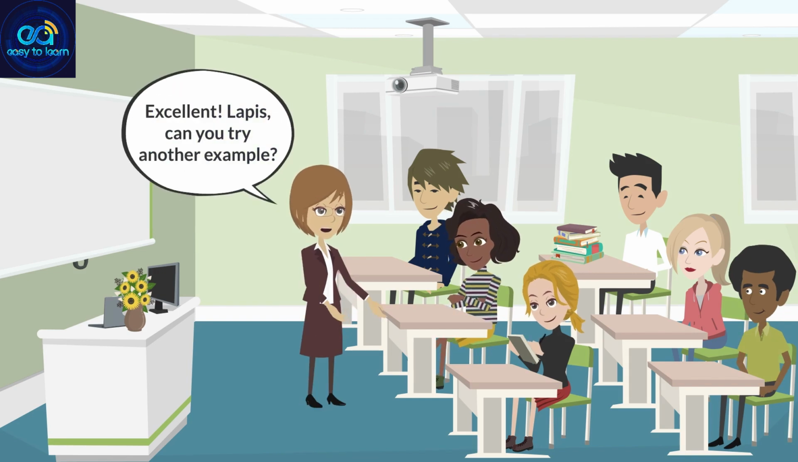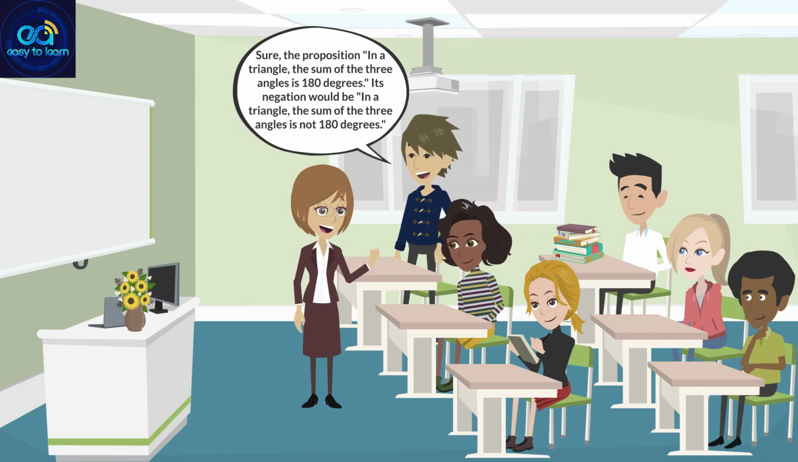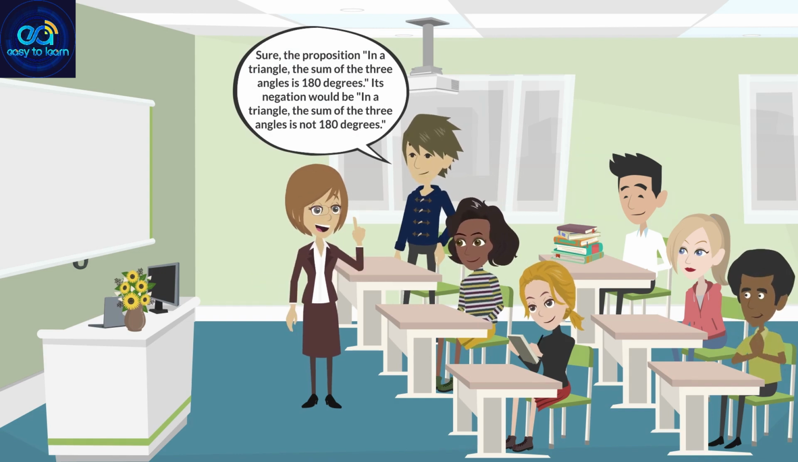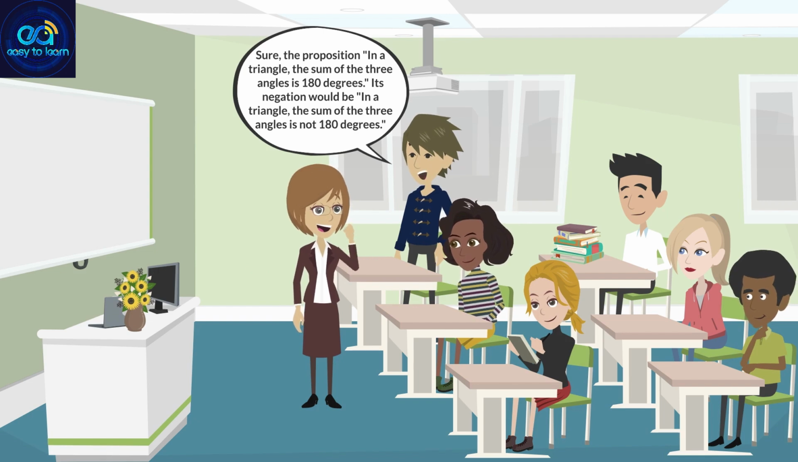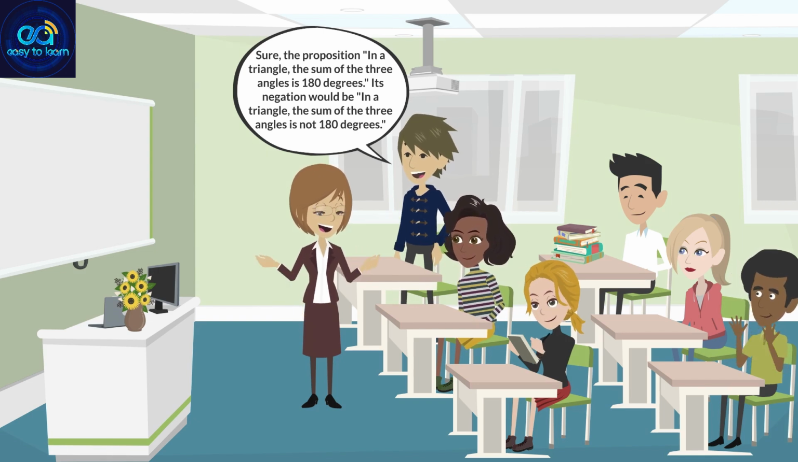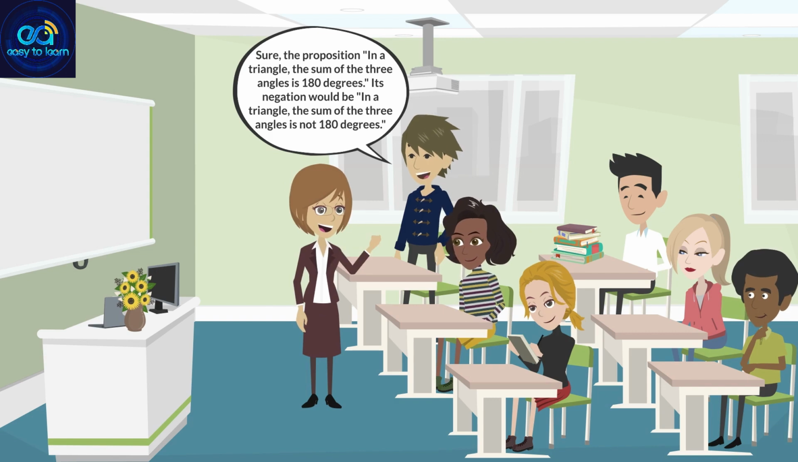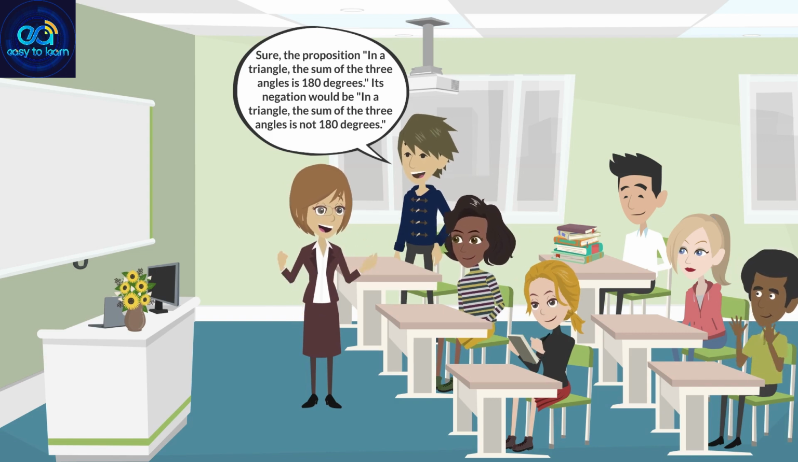Excellent, Labis. Can you try another example? Sure. The proposition: in a triangle, the sum of all three angles is 180 degrees. Its negation would be: in a triangle, the sum of the three angles is not 180 degrees.